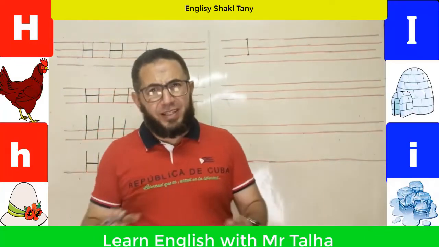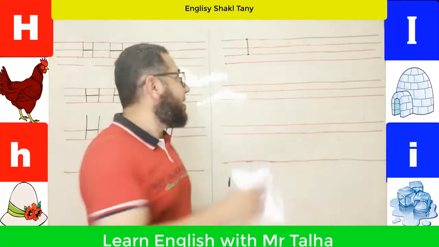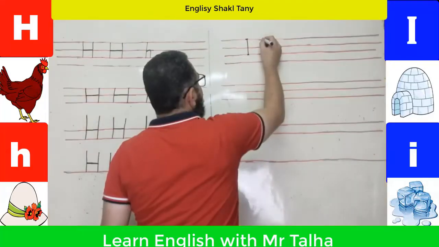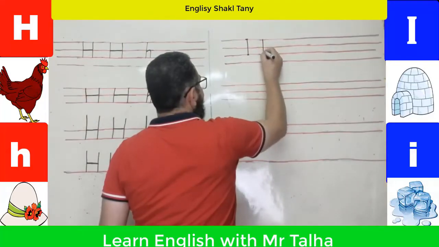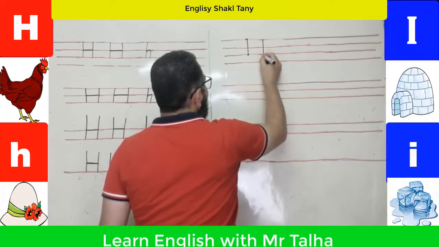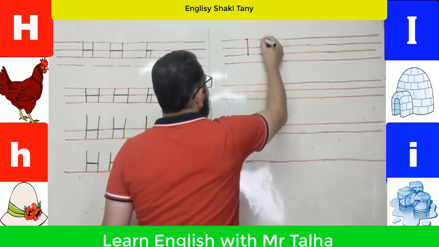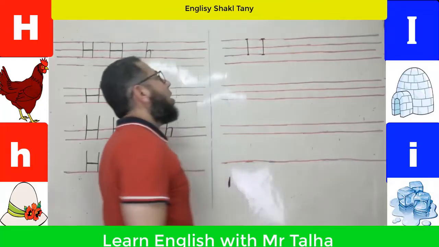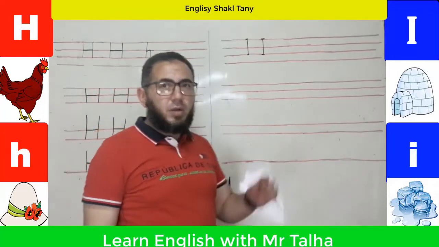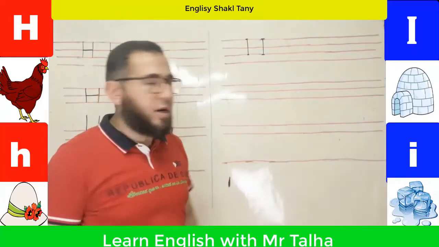I think it's very easy. So let's write it again. I'll start at the top, then go down to the third line, then make a short straight line here and a short sleeping line here. It's called I. So let's see how to write it on the three lines.